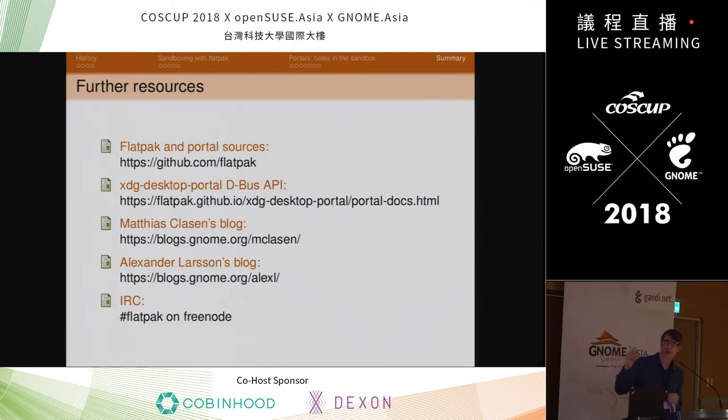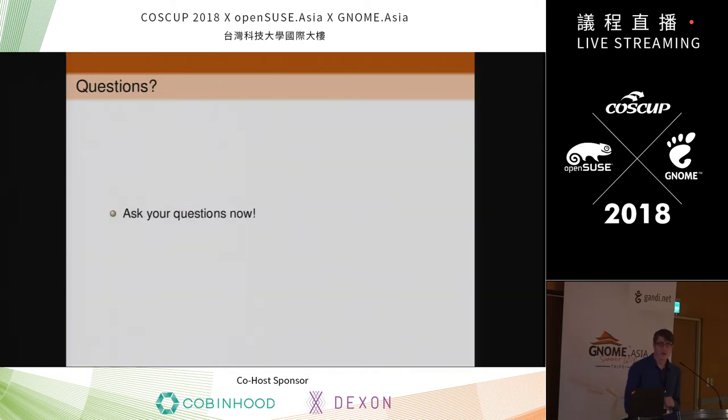But basically, if you go to the Flatpak organization on GitHub, you'll see all the code. There's lots of documentation that you can find there. There's really a lot of background material. Probably Planet GNOME as well. You'll see a lot of blog posts about it, especially from Alex and Matthias, who are generally doing a lot of the work on it. So we all need to have a look. And that just leads me to ask for questions.